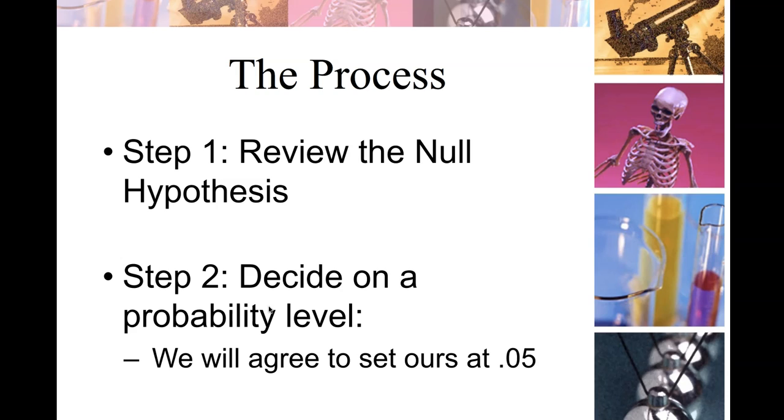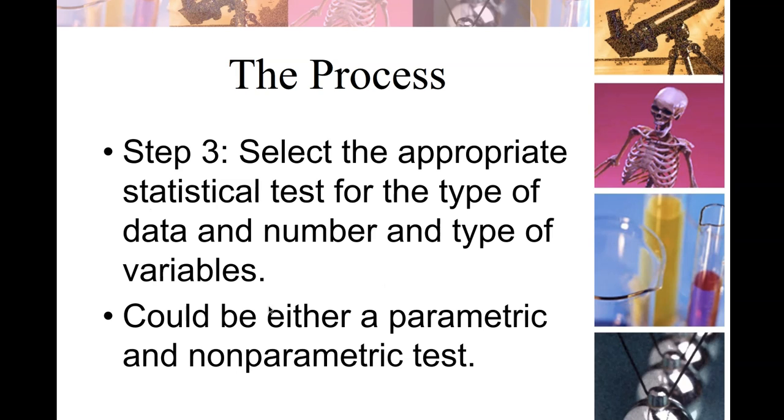All right, so the process, step 1, we're going to review the null hypothesis, which will almost always be there is no difference between groups. We're going to decide on a probability level. We'll agree to set ours at 0.05, because in most areas we set it at 0.05. Sometimes in drug studies, they might set it down at 0.01 so that they're 99% sure there's a difference, but we're going to set ours at 0.05.